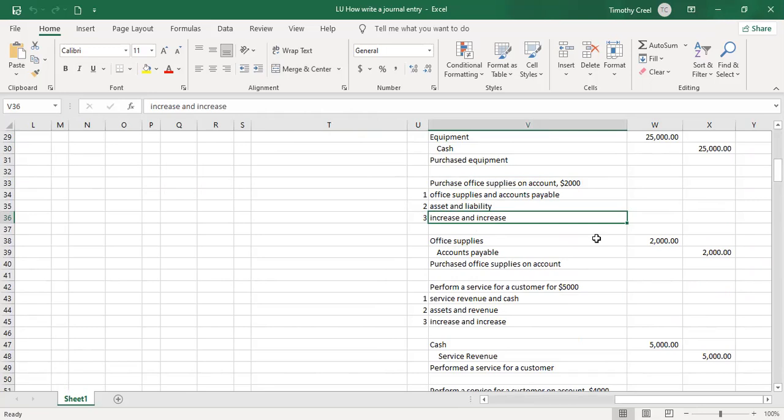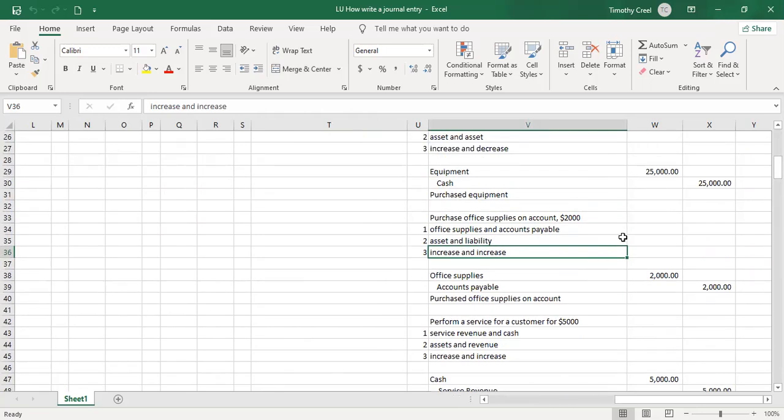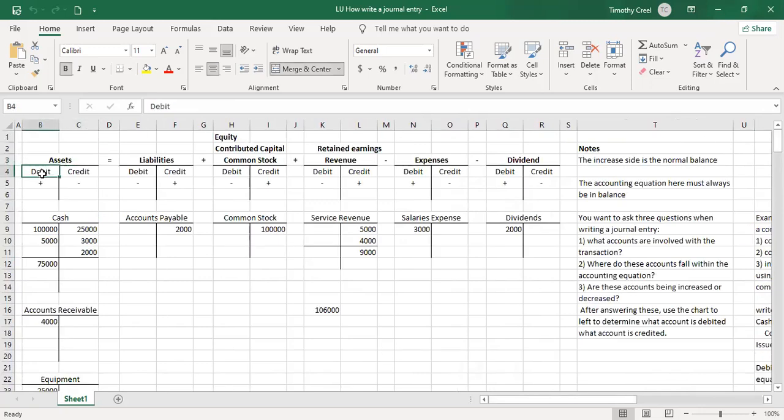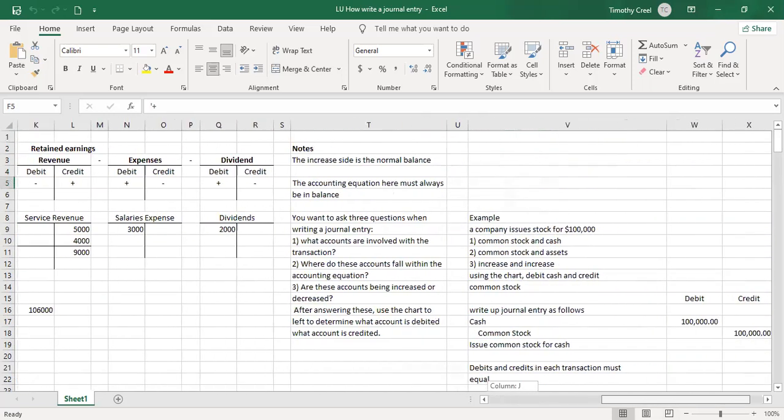We would also be increasing accounts payable because we're increasing the amount of debt that we have outstanding. So if we wanted to look at the chart then, an increase to an asset would be a debit. So that means we would debit office supplies, and an increase to a liability would be a credit. So that means we would credit accounts payable.